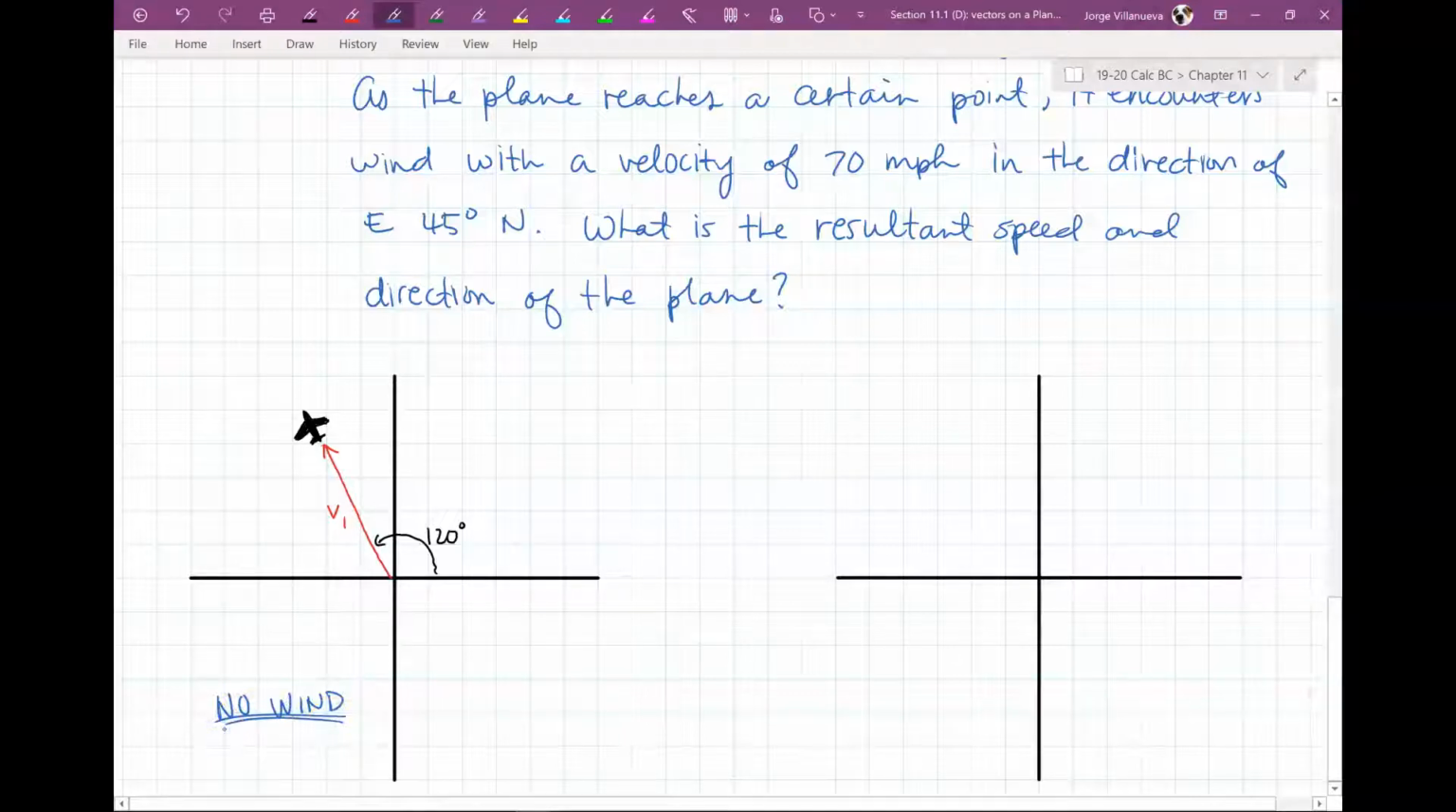Now, eventually, wind hits. So I'm going to put right here, with wind. The wind hits, and it pushes the airplane. Now, the airplane is supposed to be here. It's supposed to be there. But then the wind hits it at a 45 degree angle. We're going to call that velocity 2. So now the airplane is over here. We can call that V sub r.